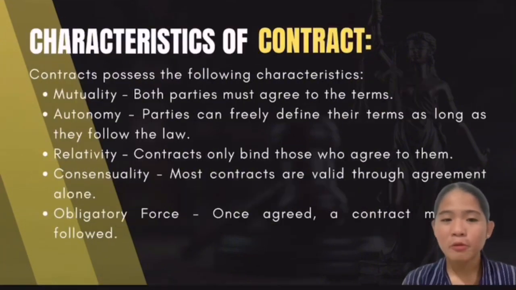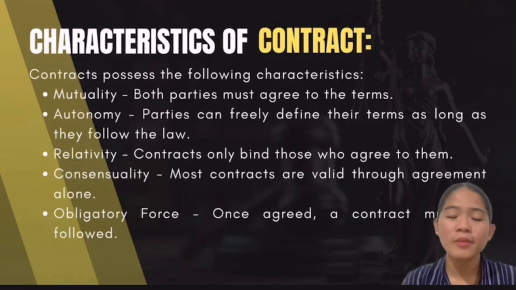So now, we will talk about the characteristics of contracts. Contracts possess the following characteristics: mutuality, in which both parties must agree to the terms; autonomy, when parties can freely define their terms as long as they follow the law. Third is relativity. Contracts only bind those who agree to them; and consensuality. Most contracts are valid through agreement alone. And lastly is the obligatory force. Once agreed, a contract must be followed. So these principles ensure fairness and enforceability. Contracts must be mutual, freely made, and respected by all parties.